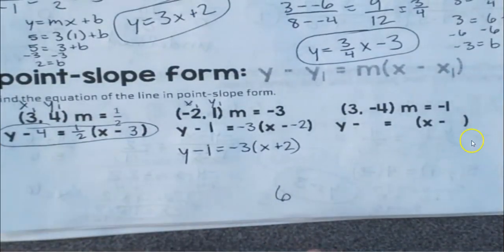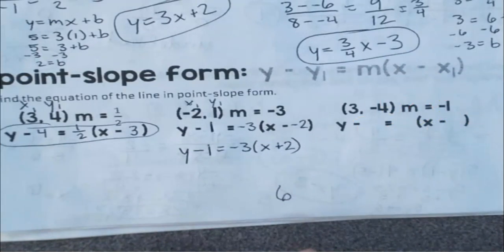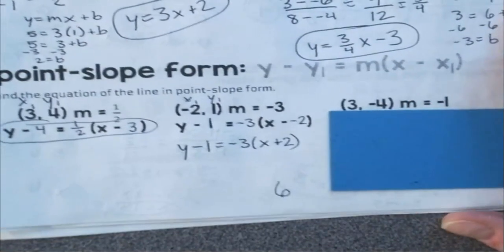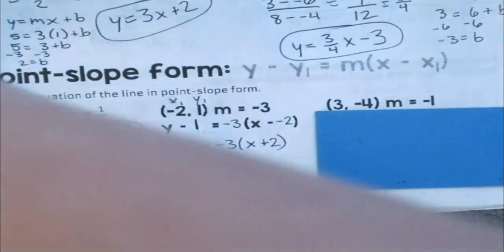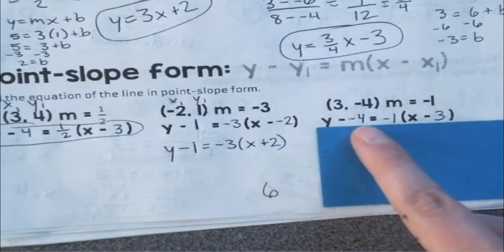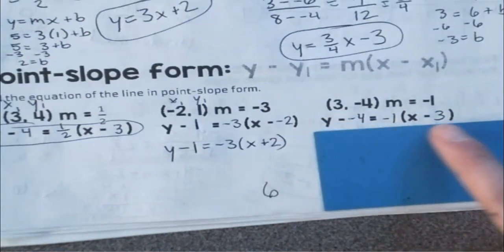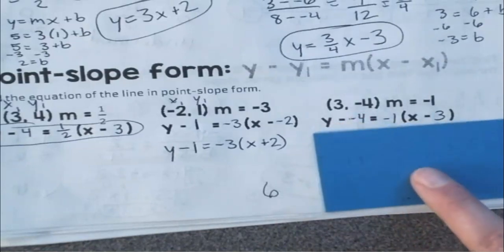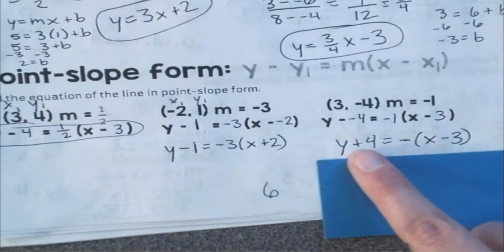All right, and then I want you to pause the video and get an answer for this last one. Okay, when you plug these numbers in, it's going to look like this. So the -4 goes here, the -1 goes here, the 3 goes here. But because this is y minus that number, we're going to have to change that sign. So it should end up looking like this, y plus 4.